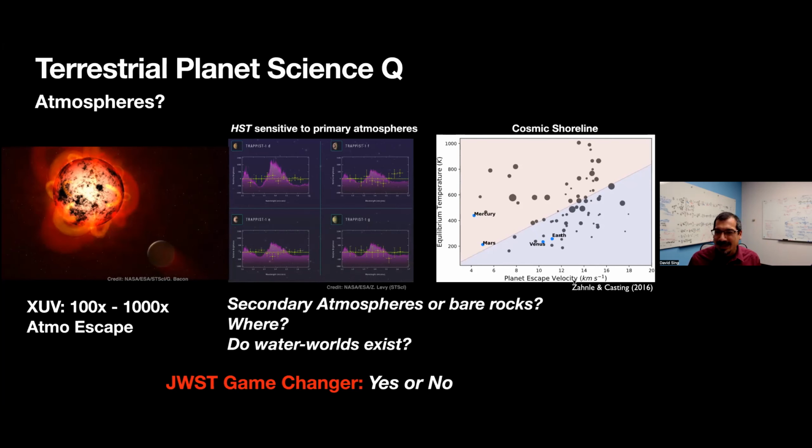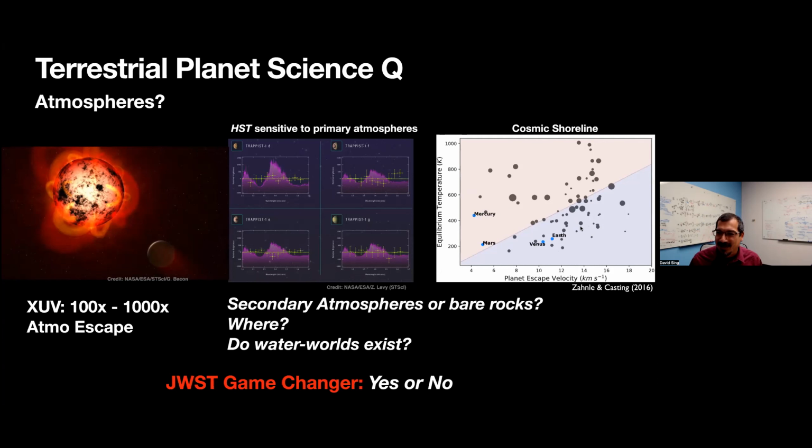If you plot planet escape velocity versus things like equilibrium temperature or even the XUV from the host star, where it's hotter and for lighter or less massive planets, they probably don't have atmospheres. And on the other side, for lower temperatures and higher surface gravities, it's easier to hold on to atmospheres. And this is borne out in the solar system, and we want to test if this also happens with M dwarfs and terrestrial planets too.